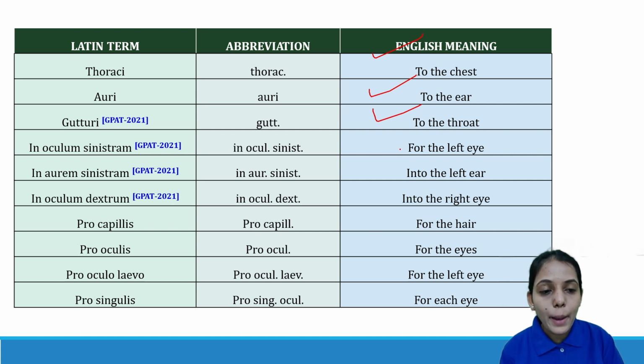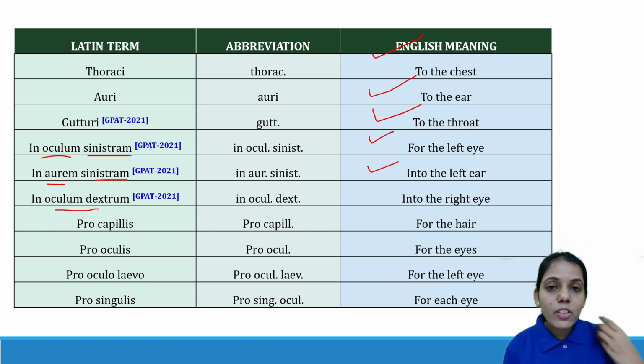Oculum sinistrum, so for the left eye. In aurem sinistram means into the left ear. Aurem, ear; sinistram here means left. In oculum dextrum: oculum means eye, dextrum means right, so into the right eye.